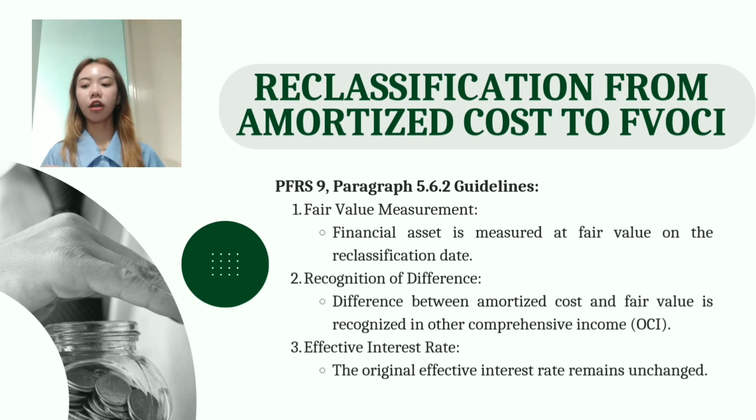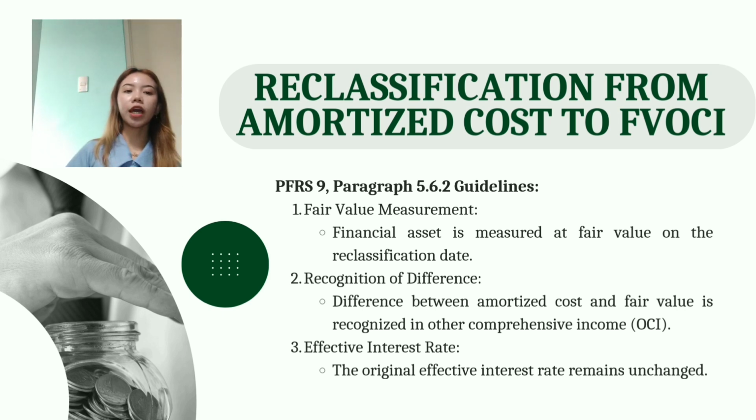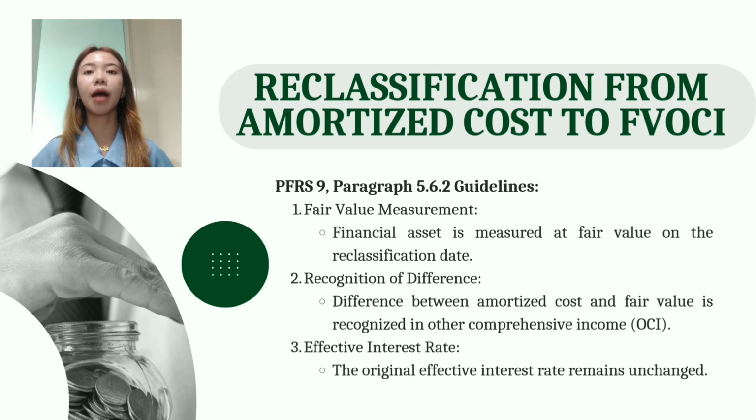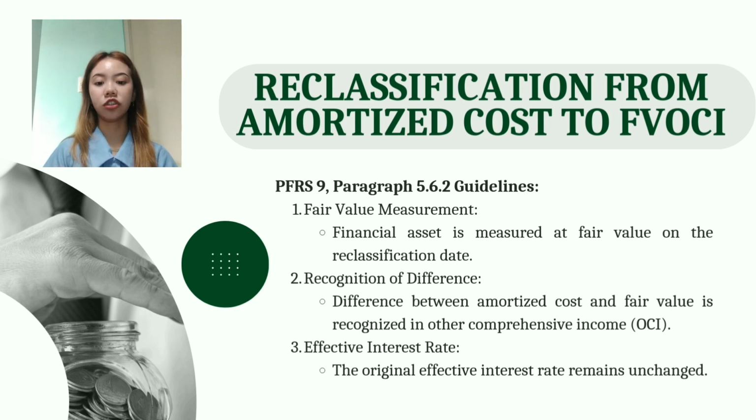So PFRS 9 paragraph 562 provides the following if a financial asset is reclassified from amortized cost to FVOCI. So here's what happens. The financial asset is measured at fair value at the reclassification date. The difference between the amortized cost carrying amount and the fair value at reclassification date is recognized in other comprehensive income, and the original effective interest rate is not adjusted. The key point here is that the original effective interest rate remains unchanged.